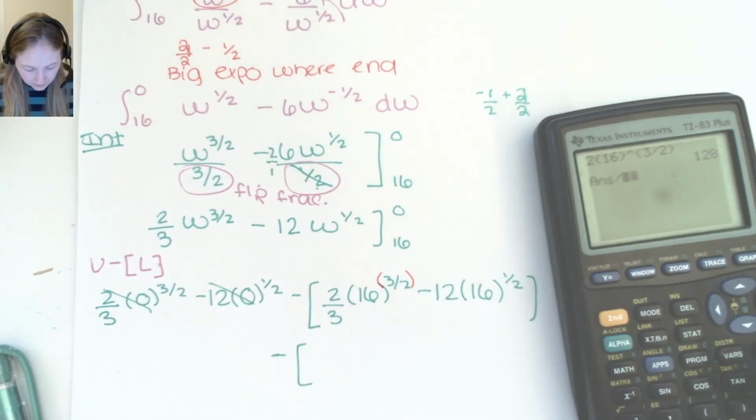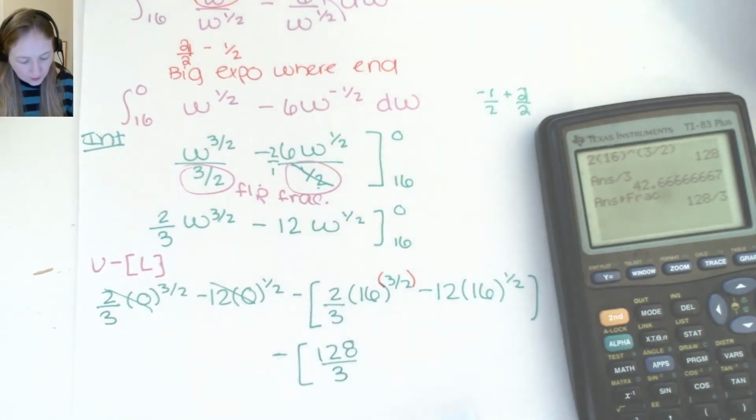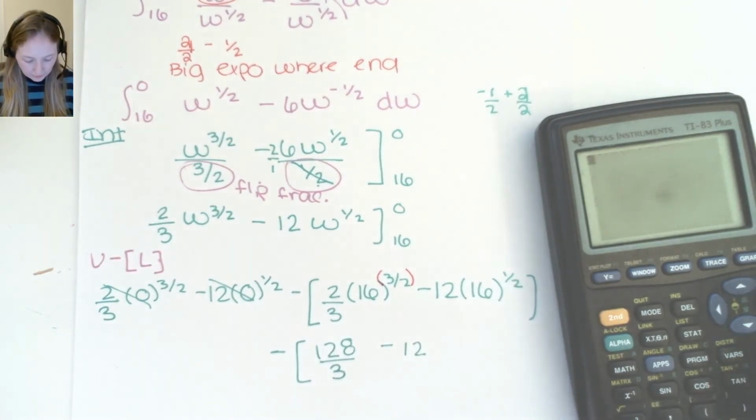That's the numerator divided by 3. That gives us our crazy decimal mess. We hit math frac, and that gives us 128 over 3. Over here, you would have minus 12, 16 to the 1/2. If you're putting that in on your calculator, make sure you put that exponent in parentheses.